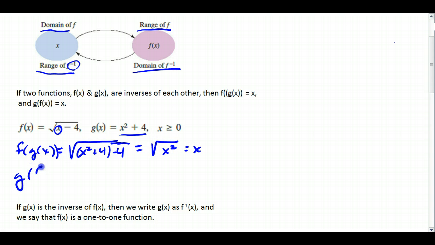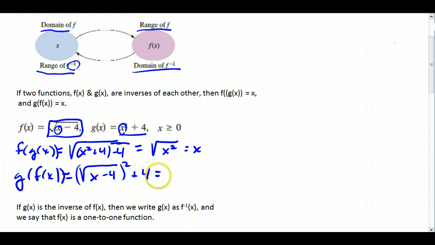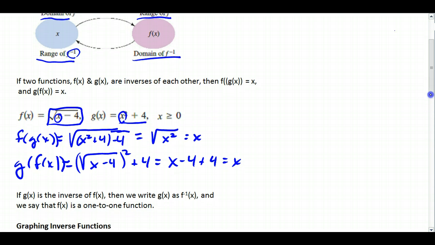Now let's do g of f of x, and that means that wherever I have this x, I'm going to put in x squared minus 4. So that means I'm going to get the square root of x minus 4 squared, and then I'm going to add 4. When I square that, the square root disappears, add 4, and end up with x. So yes, f and g are inverses of each other.